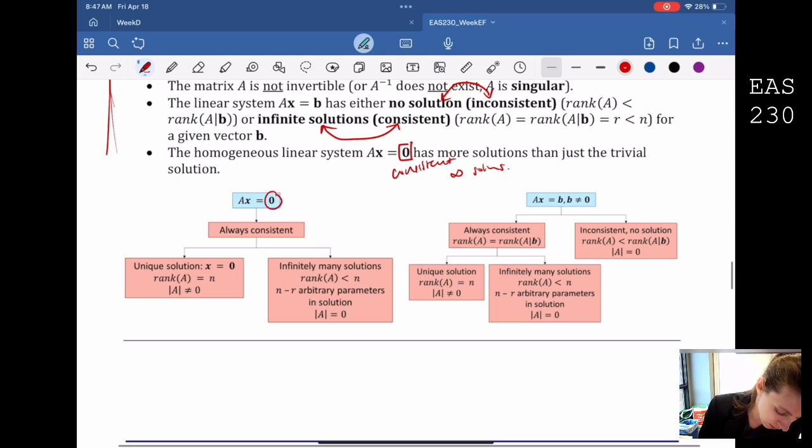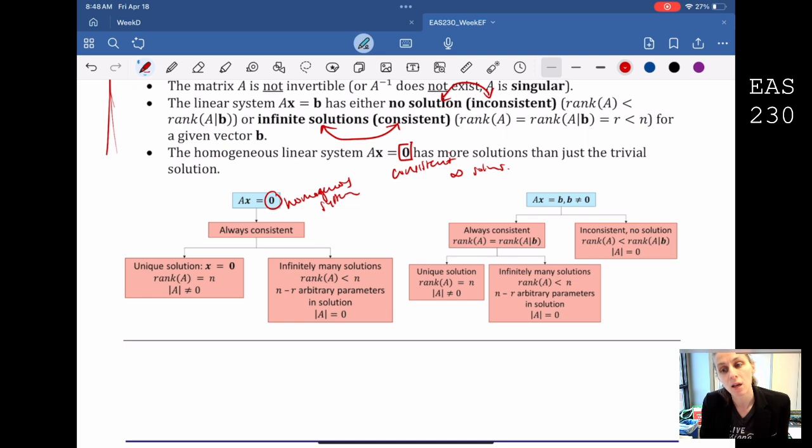Here's a B vector equals 0. It's a homogeneous system. It's always consistent. If I have a unique solution, then that solution is going to be 0. I have a full rank, and my determinant isn't equal to 0. If I don't have a unique solution, then I have an infinite number of solutions, and my determinant equals 0.